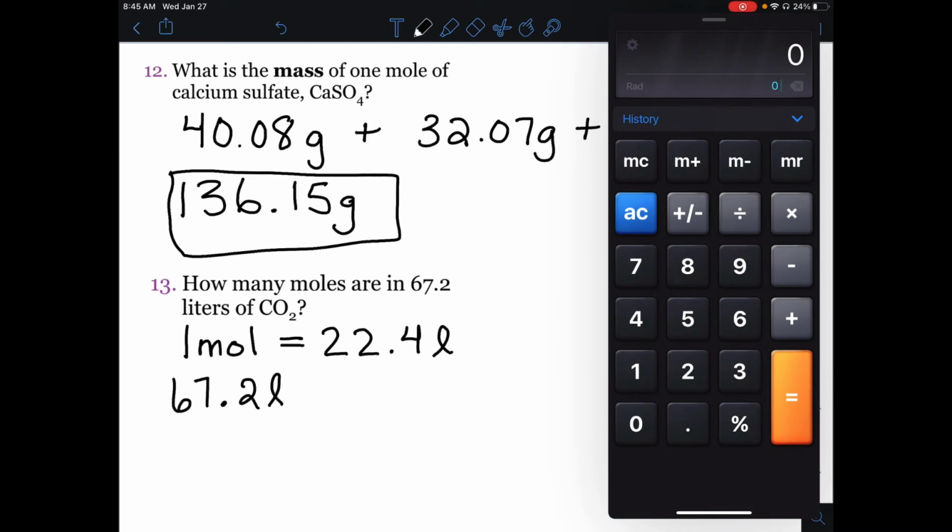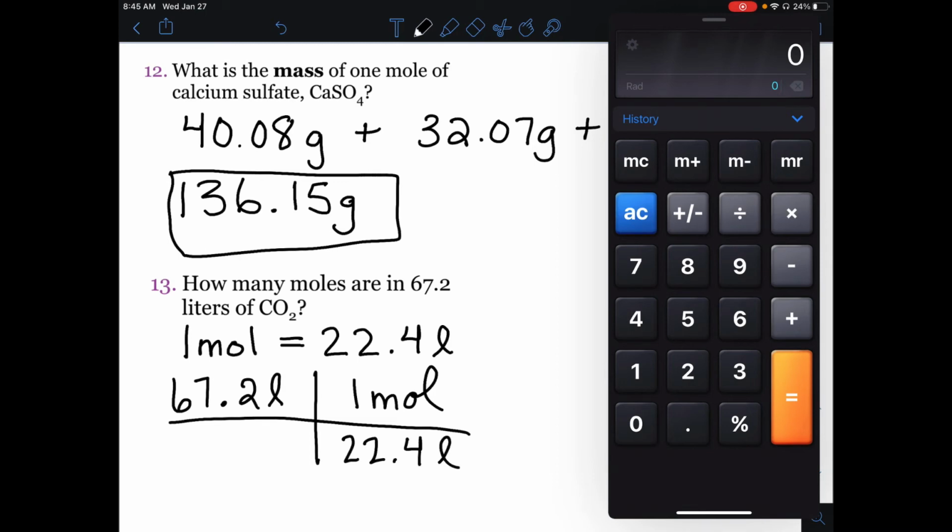So the question is, how many moles are in 67.2 liters of CO2? Well, I know that every 1 mole has a volume of 22.4 liters. My liters are going to cancel, and I'm going to be left in moles. Putting that into my calculator, it's 67.2 divided by 22.4. Okay, so that gives me an answer of 3.